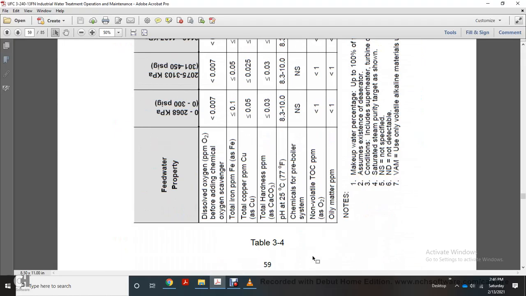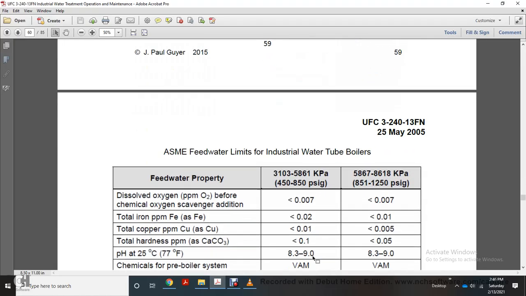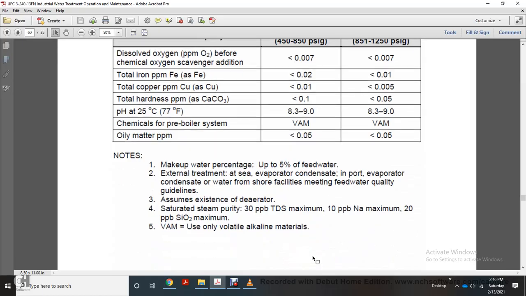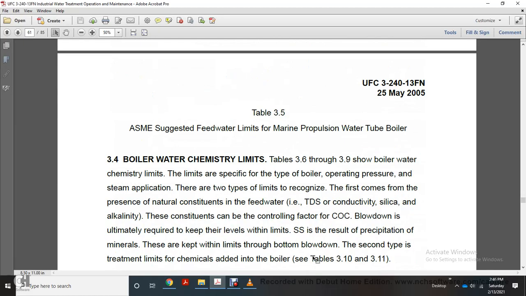And then on the side, ASME feed water limits for industrial water tube boilers. Table 3-5: ASME suggested feed water limits for marine propulsion water to boiler.